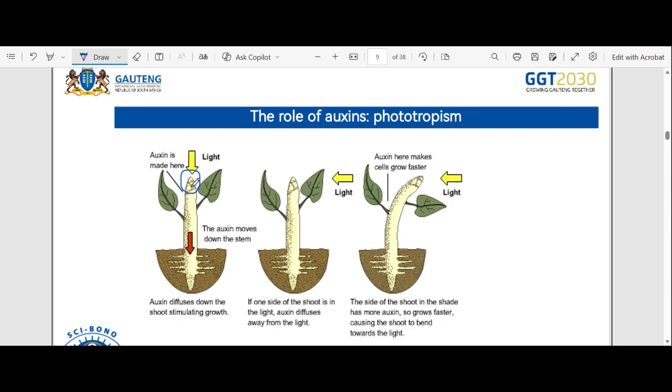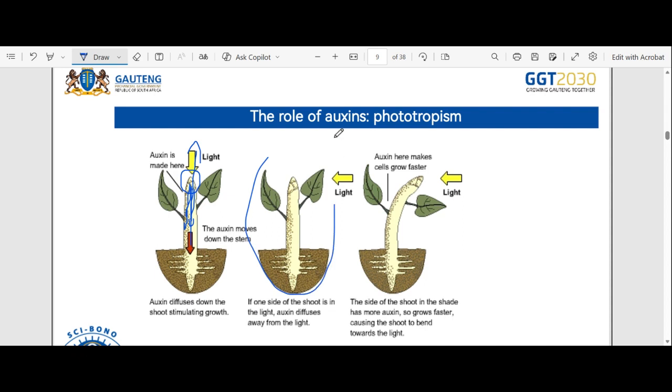So when plants are exposed to uniform light, the auxins diffuse going down and are distributed evenly going down, because they're exposed to uniform light, right? Going down, which will cause this plant to grow vertically or upwards, because it's receiving auxins all around, right? Does that make sense?